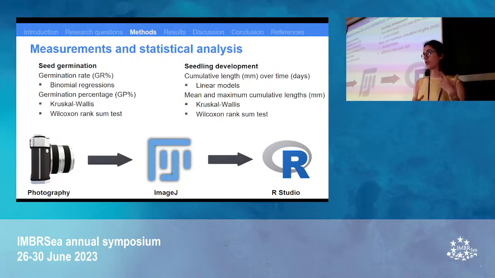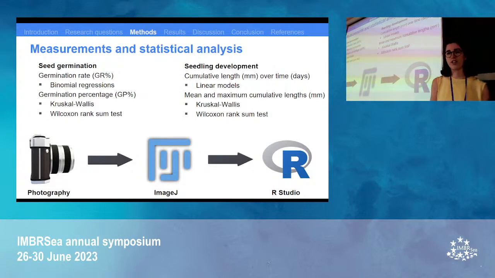So what we measured was the cumulative length, which is a sum of the cotyledon, the first leaf, the second leaf, and the root length. We measured it over time, and we also measured it as an average and as a maximum cumulative length.